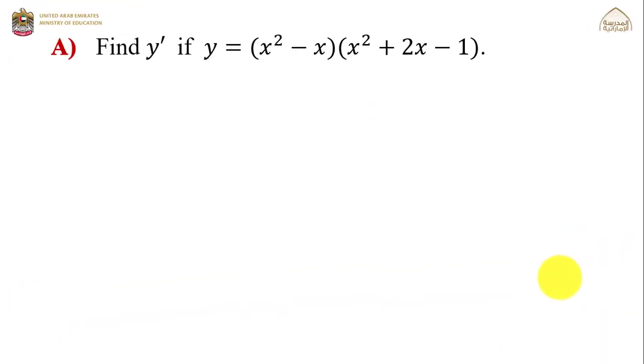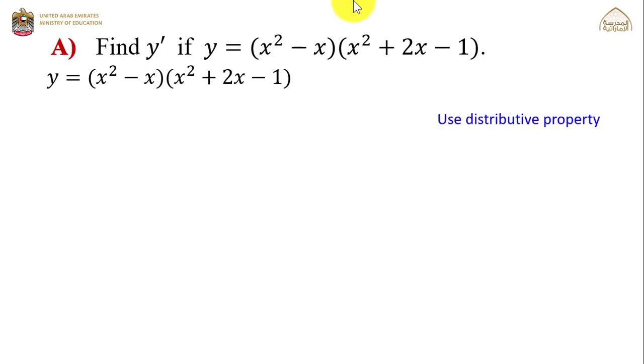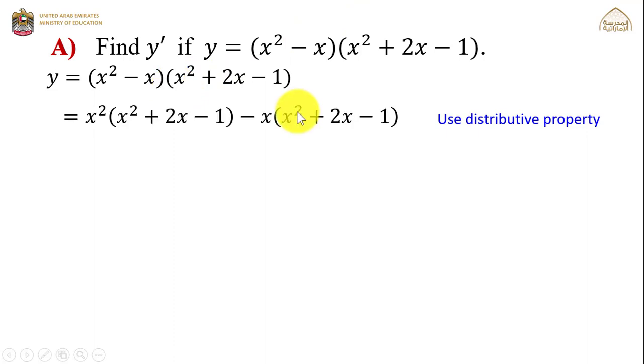Find y prime if y equals (x to power 2 minus x) times (x to power 2 plus 2x minus 1). To find this derivative by using a basic rule, we need to first use distributive properties to simplify this parentheses. We get x to power 2 times (x to power 2 plus 2x minus 1) minus x times (x to power 2 plus 2x minus 1).